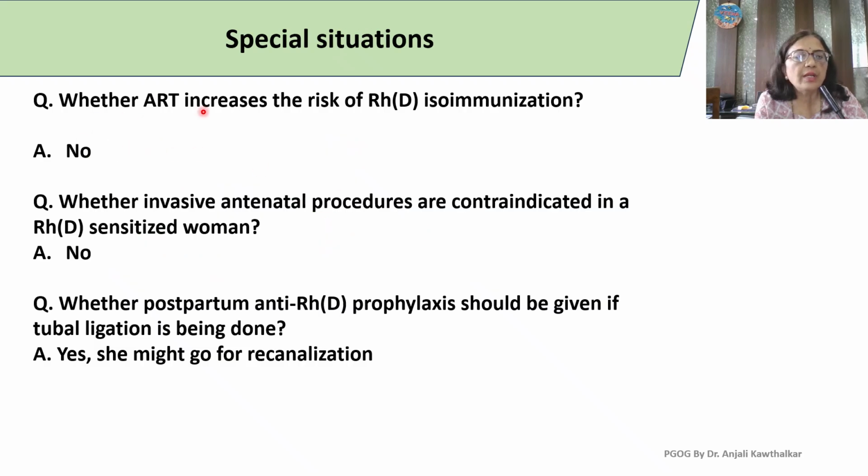Special situations: does ART increase the risk of Rh immunization? No. Are invasive antenatal procedures contraindicated in a sensitized woman? No. Should postpartum anti-D prophylaxis be given if tubal ligation is being done? Yes, it should still be done, because she might go for recanalization later on.